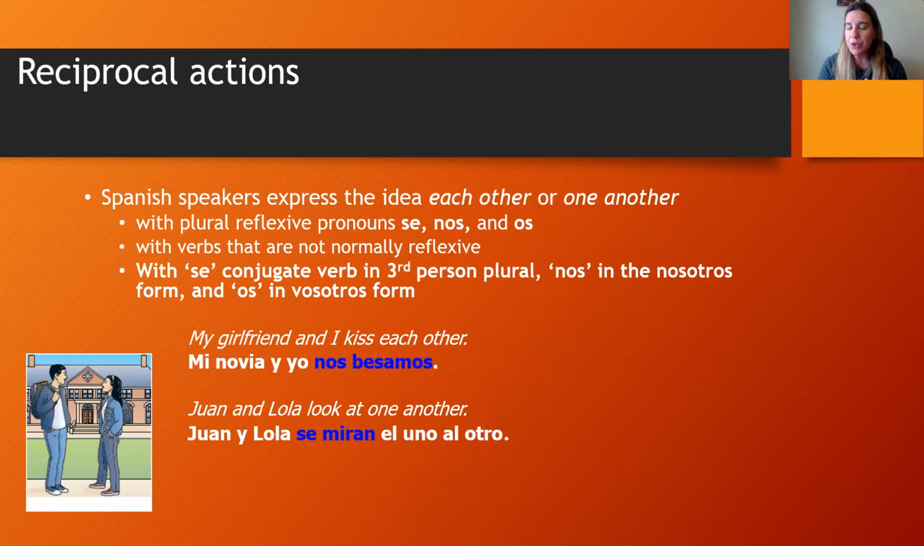El uno al otro in this example, that extra to one another, el uno al otro, is almost like auxiliary. You don't even need it in the sentence. I think it's there just to put an emphasis on that they're looking at one another and not just staring, like looking around randomly. If this sentence was cut off at Juan y Lola se miran, it would still make perfect sense. Totally understandable. They look at one another. They look at each other.